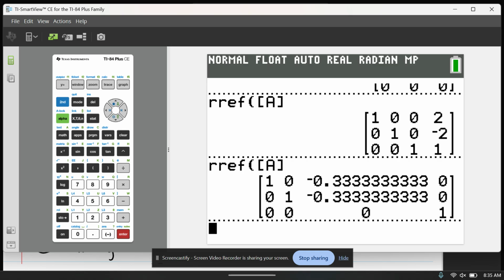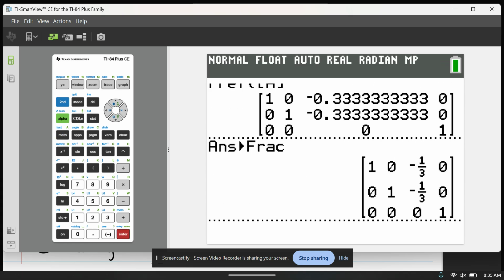Now, when it spits back these decimals, it may be hard to see the whole matrix. What you can do is hit Math, Enter, Enter, and it'll convert those into fractions for you, so that it doesn't take up as much space. Because if it's really long decimals, or more than one of them is a decimal, you may have to scroll to the side to see everything. But what do we see here on that bottom row?